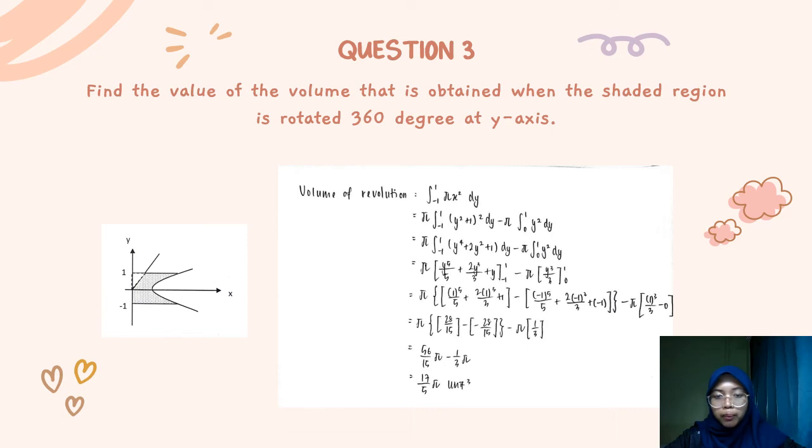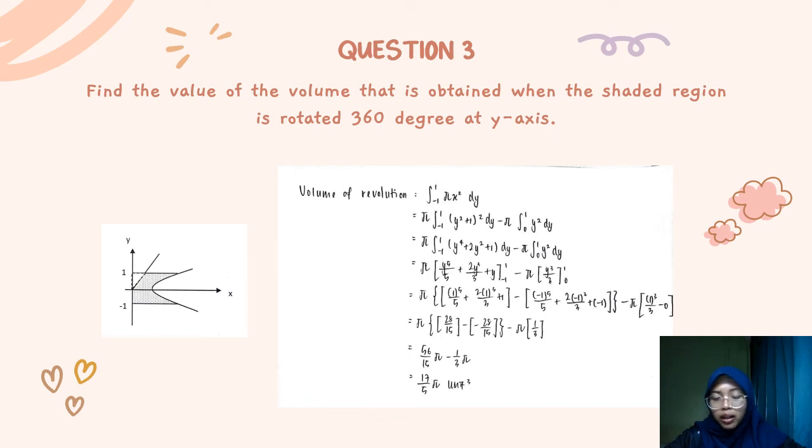And then we'll get pi, 1 to the power of 5 over 5, plus 2 times 1 to the power of 3 over 3, plus 1, minus negative 1 to the power of 5 over 5, plus 2 times negative 1 to the power of 3 over 3, plus negative 1, minus pi, 1 to the power of 3 over 3 minus 0.